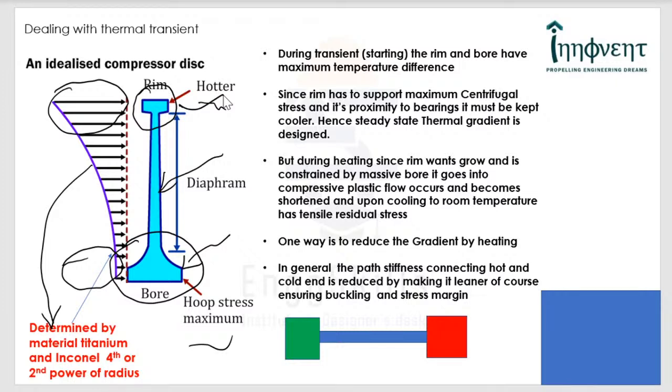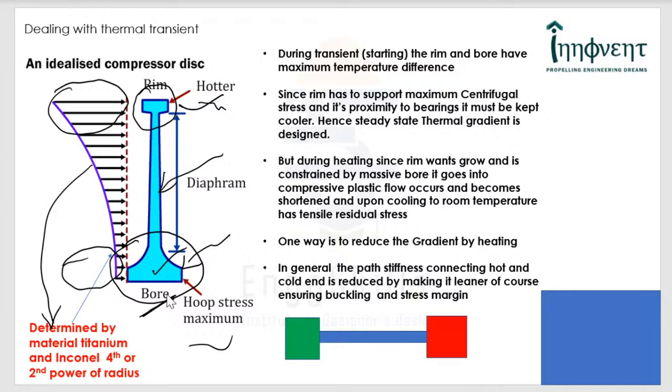See, one thing you'll have to understand is that in the steady state, this thermal gradient is designed because the bore has to remain cooler, since it has to support a huge amount of centrifugal loading. Even from your basic BTech curriculum, you would have appreciated that for a disc with a hole, when it is subjected to centrifugal loading, it is the bore which has the highest hoop stress, right? So therefore, it has to be kept cooler. And also, please do not forget that it is closer to the bearings. So therefore, the rim cannot become very hot, but this transient temperature has to be dealt with.